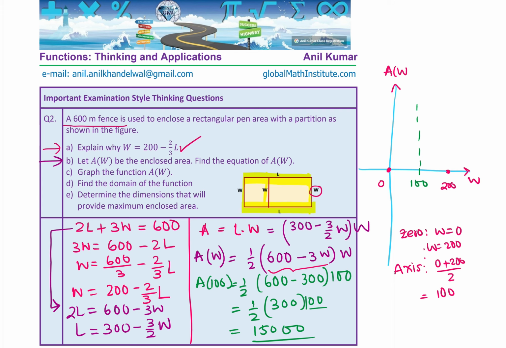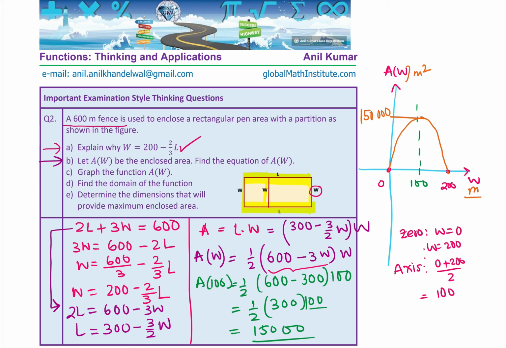You can now sketch the graph, which will look like this. A parabola, symmetric about the axis, right? And this point here will be what? It will be 150,000 units, meters square, right? Where this is meters. Is that clear to you? So that becomes the unit, and so we have the graph here.